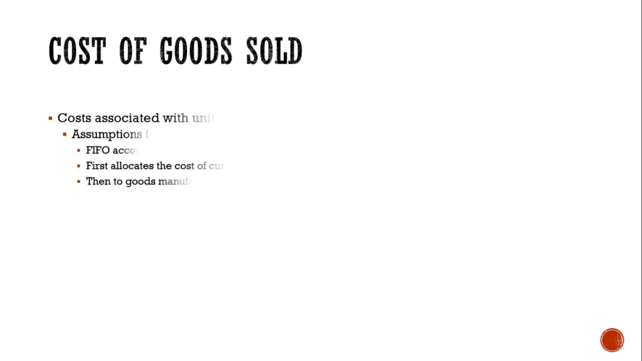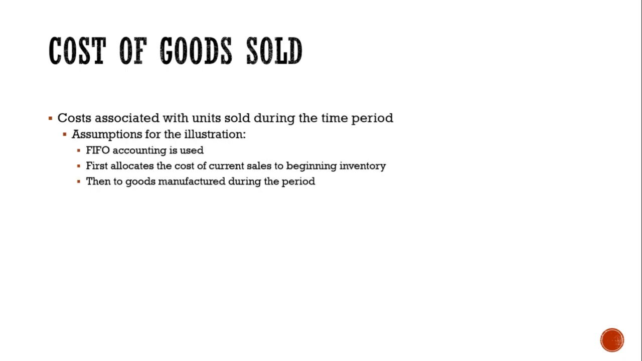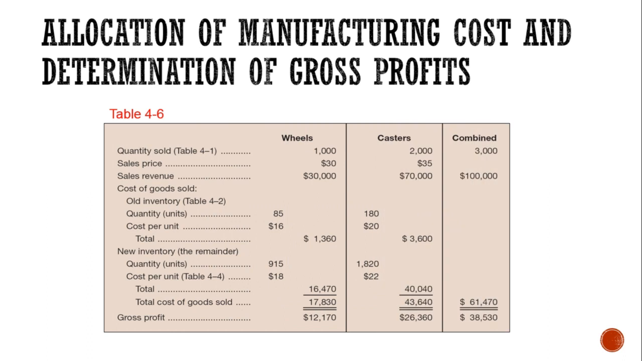The cost of goods sold. Costs associated with units sold during the time period. The assumption for the illustration being shown is that FIFO accounting is used. First, it allocates the cost of current sales to beginning inventory and then to goods manufactured during the period. The allocation of manufacturing costs and determination of gross profit are shown in Table 4-6.